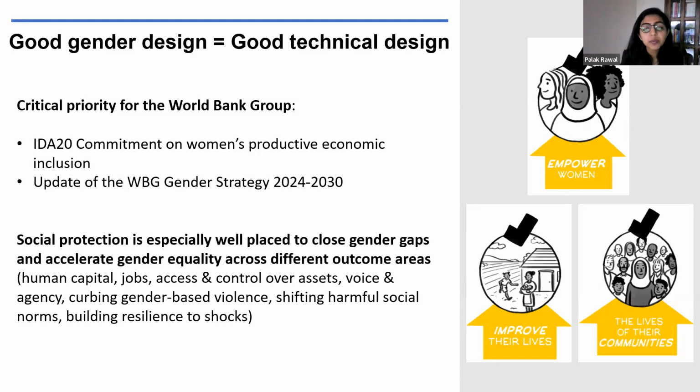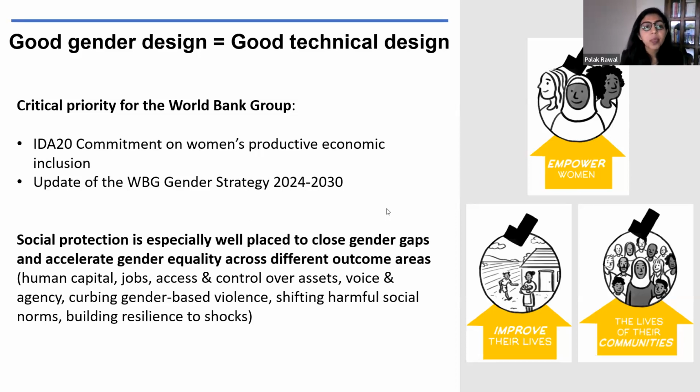More recently, impact evaluations have begun to establish social protection's role in tackling more complex outcome areas, such as curbing gender-based violence, which we will speak about more later, shifting harmful social norms, empowering women, and building their resilience to shocks. So social protection is probably the only sector which can contribute to all outcomes of gender strategy simultaneously.